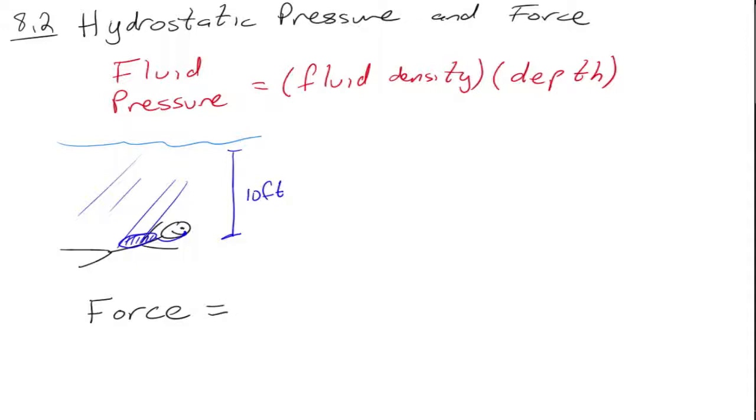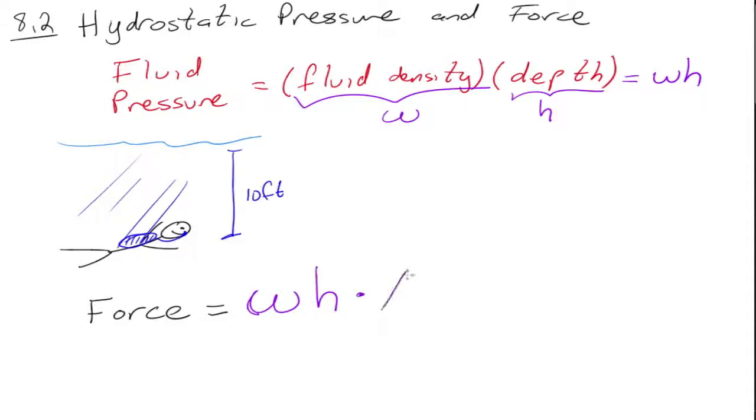So, let's label these. The fluid density is typically rho, but I think your book uses omega. And then the depth, let's call it h. So omega h. Then the force acting on one side of our scuba diver or whatever is equal to the pressure, which is omega times h, and then times the area. So this right here is the area.